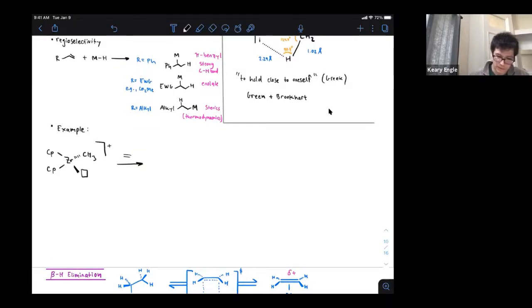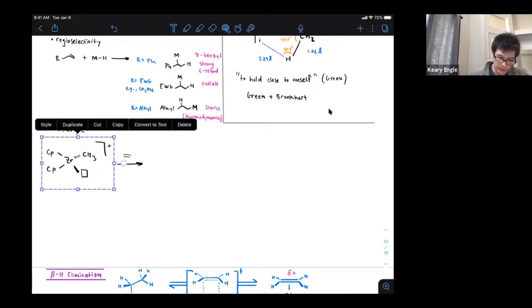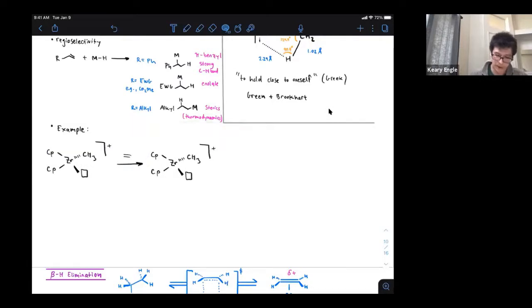So let's now illustrate this elementary step of 1-2 migratory insertion with a specific example. Let's consider this zirconium bis-Cp methyl complex, with a free coordination site drawn here, and then reaction with ethylene. So let's go ahead and walk through what's going to happen in this sequence.